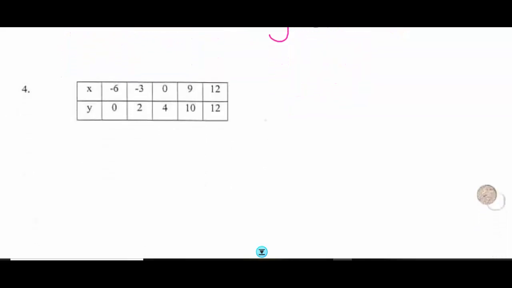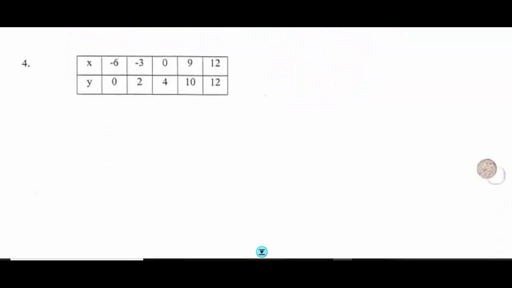2 more examples here. On number 4, I give you a bunch of ordered pairs in a table. I don't give you the slope, so we need the slope. I say, do I give you the y-intercept? There is a y-intercept given to you in here. So remember, a y-intercept is the ordered pair when x is 0. If you look at this ordered pair right here, (0, 4), there's your y-intercept, so we know b is 4.